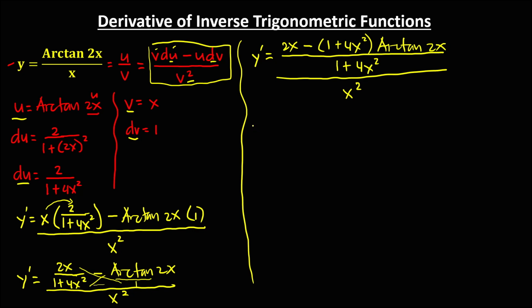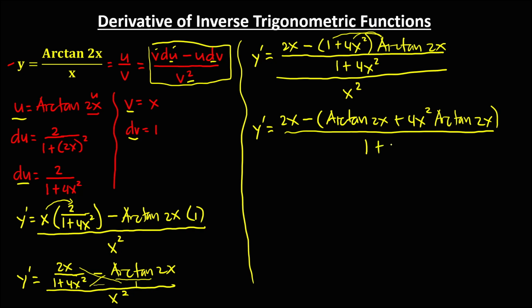Then to simplify, y prime equals 2x minus, open parenthesis, multiply 1 times arctan 2x, so this is arctan 2x, then 4x squared times arctan 2x, so plus 4x squared arctan 2x, close parenthesis, over 1 plus 4x squared, then times the reciprocal of x squared, this is 1 over x squared.